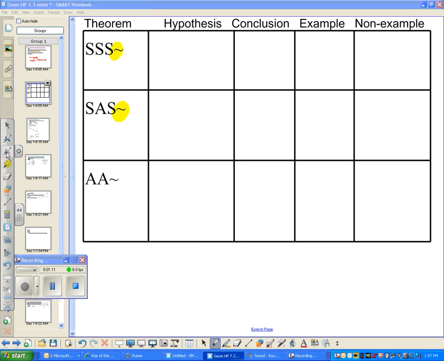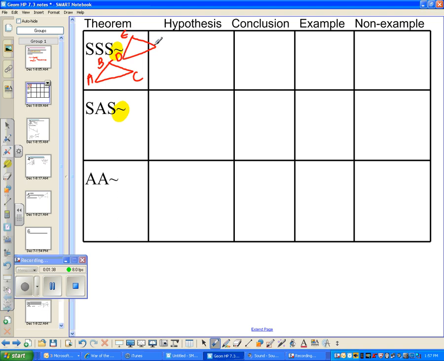For side-side-side, as you can guess, that means something about the 3 sides, and it doesn't say that they are congruent, it says that they are similar. So for example, for my hypothesis, I'm going to write this down here. I need 2 triangles. Okay, here's another triangle. Let's call this triangle ABC and DEF.